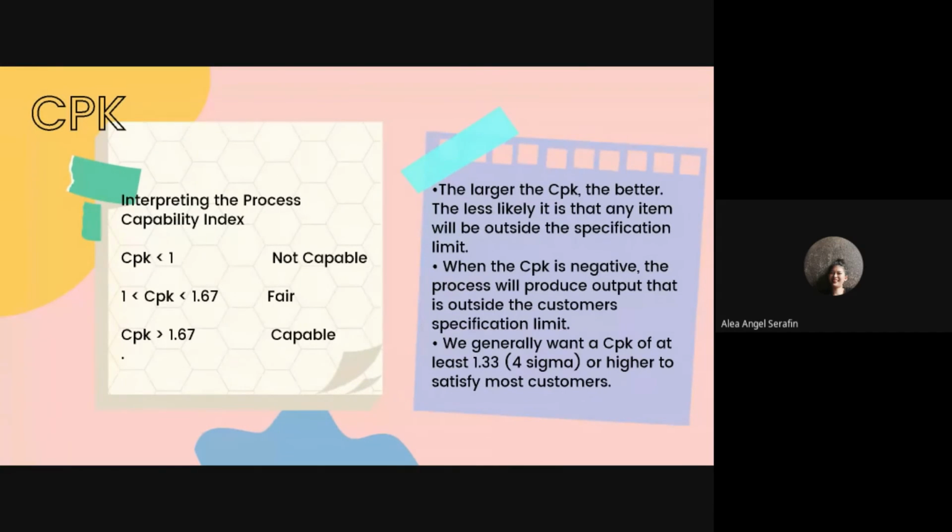The larger the CPK, the better. The less likely it is that any item will be outside the specification limit. We generally want a CPK of at least 1.33, which is 4 sigma or higher, to satisfy most customers.